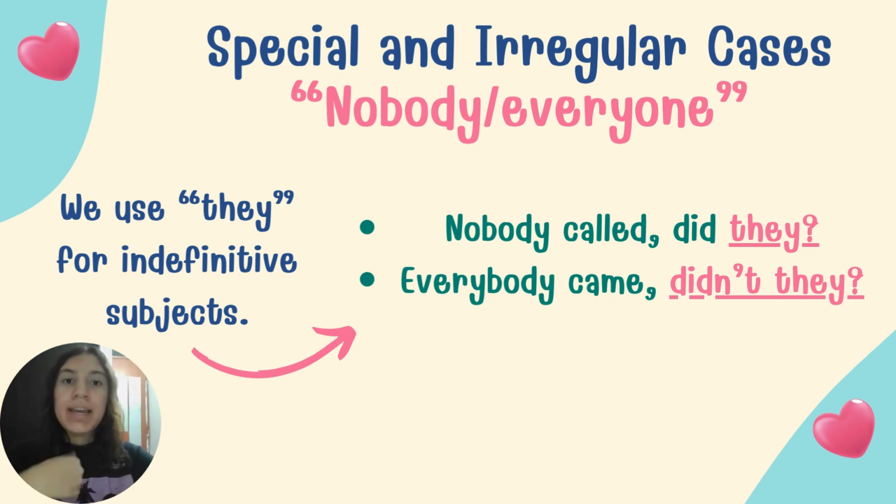Remember, came is in past because came is the past of come. Did is the auxiliary verb of the past. Didn't they? And we use the negative auxiliary because everybody is positive. Okay? Everybody came. Didn't they?